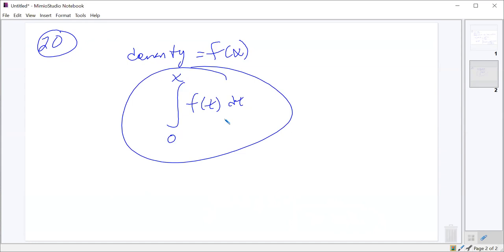The 20 doesn't need to get plugged in because we're utilizing that 20 along this stretch. X is going to be some value between 0 and 20. Does that make sense to everybody for 20?